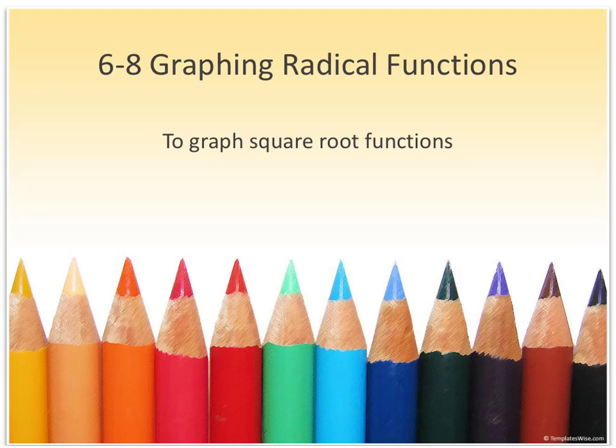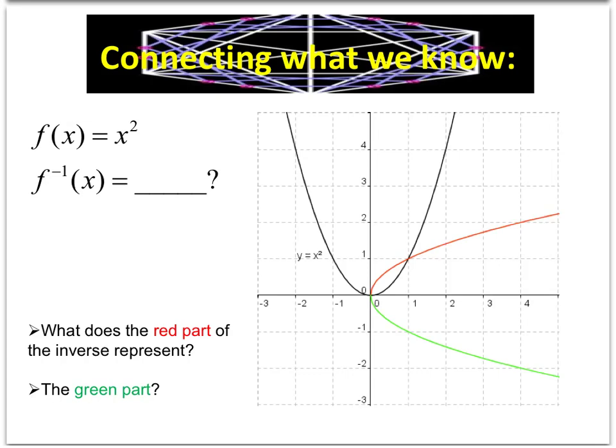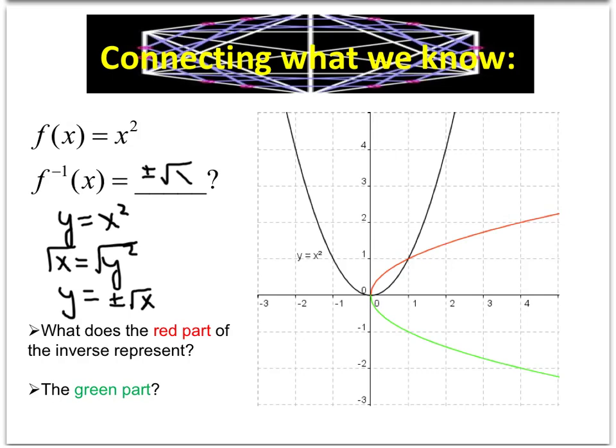Now we're going to be learning how to graph a radical function, specifically square root functions. Now taking a closer look at y equals x squared, if we find the inverse of y equals x squared, which means we invert x and y, so we get x equals y squared, and then we solve for y, we see that y is equal to positive and negative square root of x. So the inverse of f of x equals x squared is plus or minus the square root of x.